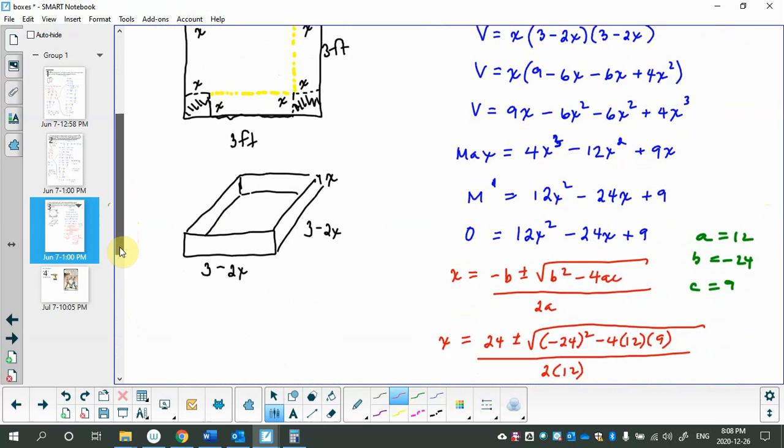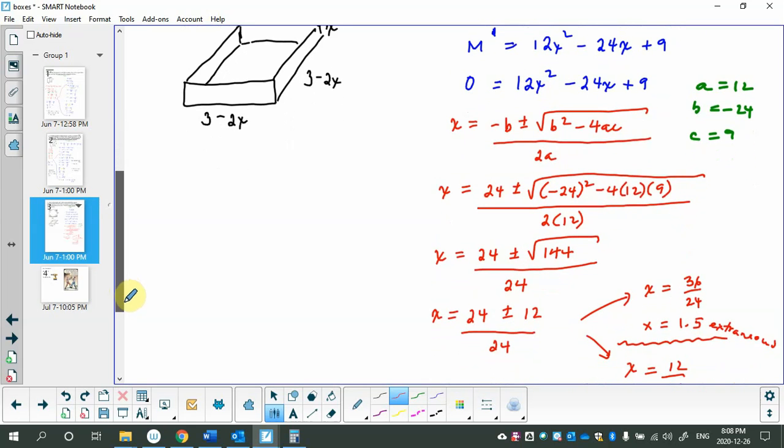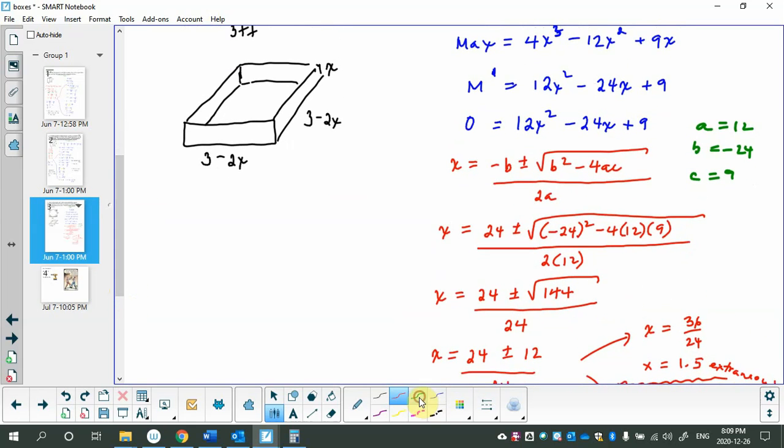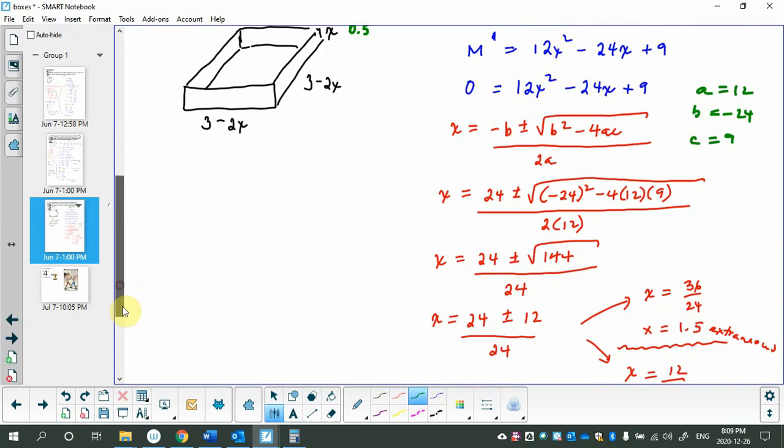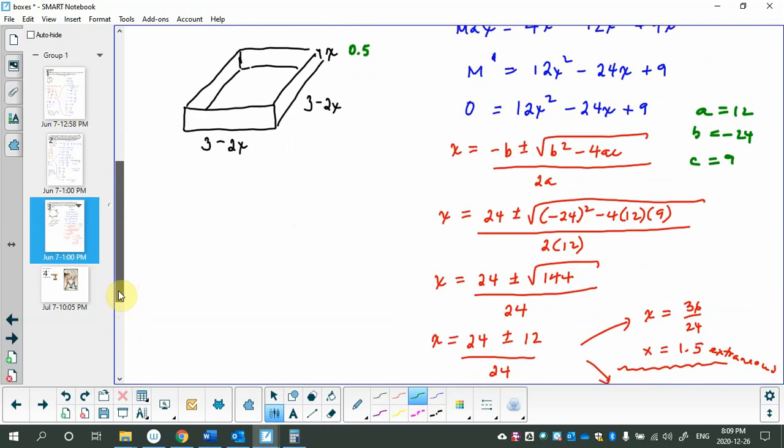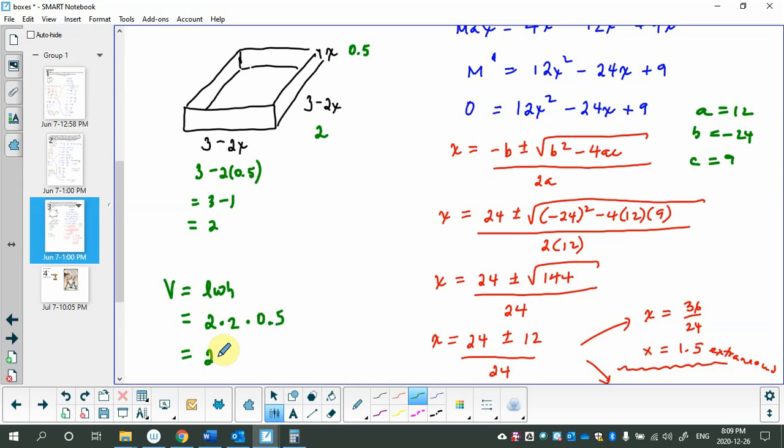And it doesn't really matter which one you pick. I'm actually going to pick none of them. I am going to put that this is 0.5 because we just figured out that the acceptable x is 0.5. And this is 3 minus 2 times 0.5, which is 3 minus 1, which is 2. And this one's also 2 because it's exactly the same calculation. So my volume, which is length times width times height, is 2 times 2 times 0.5. So that ends up being 2.